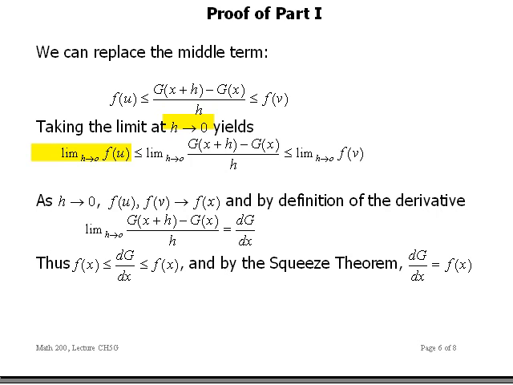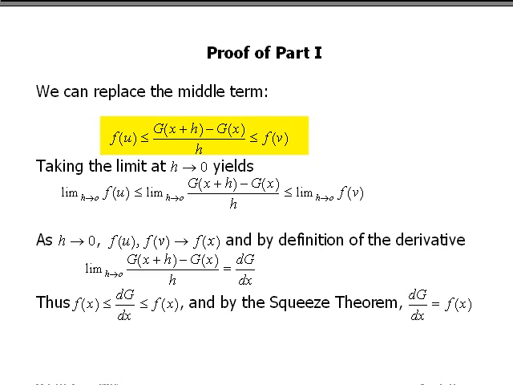As h goes to 0, this function doesn't change because it has no h in it. This function doesn't change because it has no h in it. So here we are, we've replaced that middle term with the difference quotient on G. Right, and now we're going to take the limit as h goes to 0.